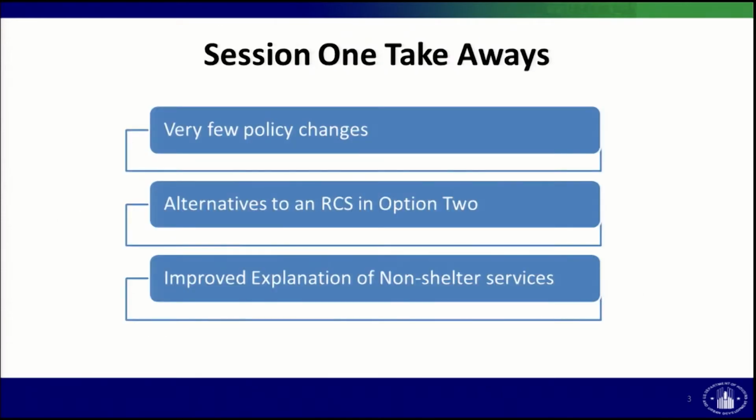Before we move on to Session 2, let's take just a minute to review the takeaways from Session 1. 1. There are very few policy changes in the new Chapter 9. 2. There are alternatives to the RCS if the contract is renewing under Option 2. And finally, we studied how to consider non-shelter services in the subject and the comps.